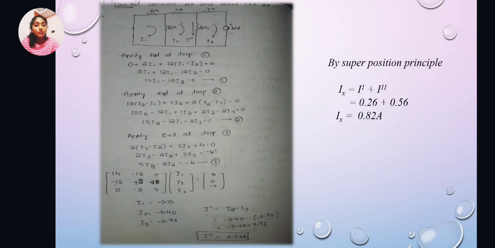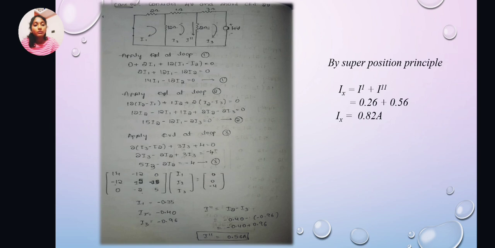So I2 is positive and I3 is negative because I2 is flowing in the same direction as I double dash, whereas I3 is flowing in the opposite direction of I double dash. So we get minus 0.40 minus of minus 0.96. So we will get I double dash is equal to 0.56 amps.